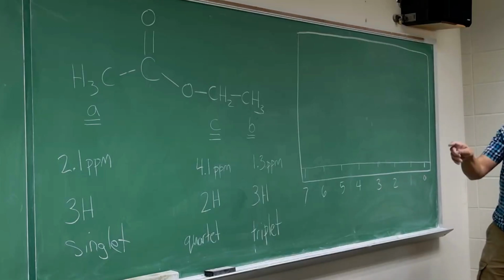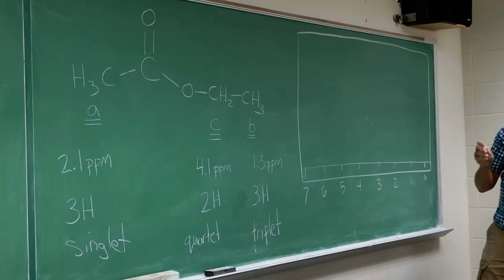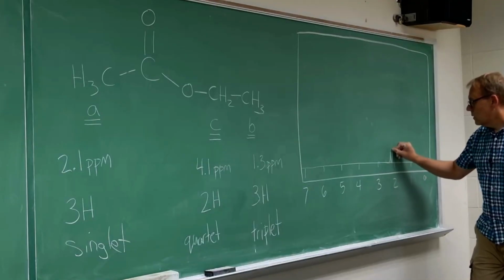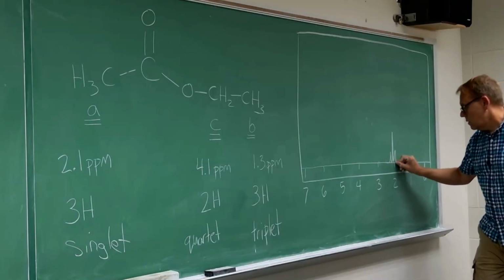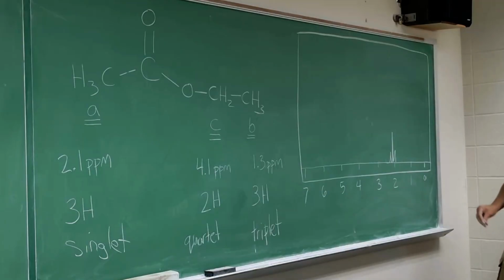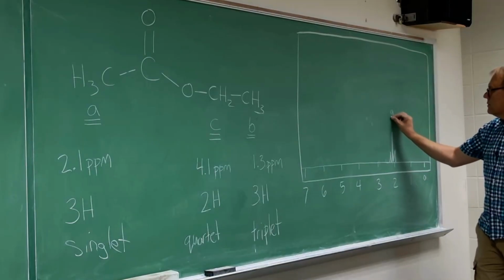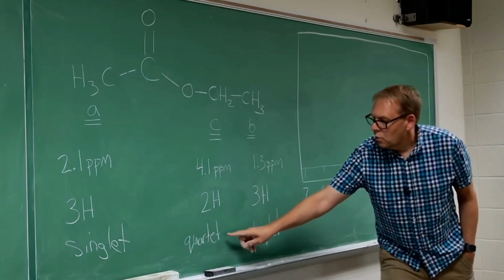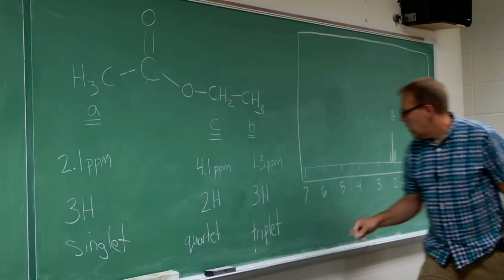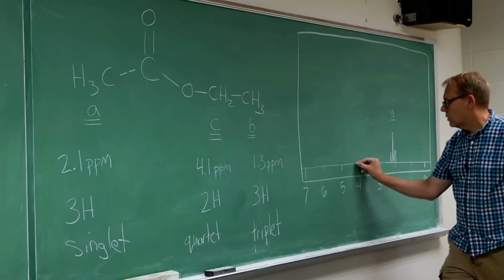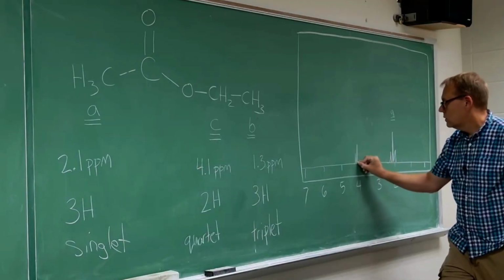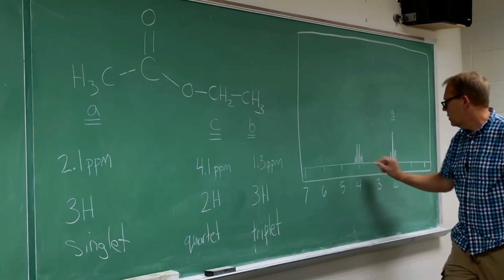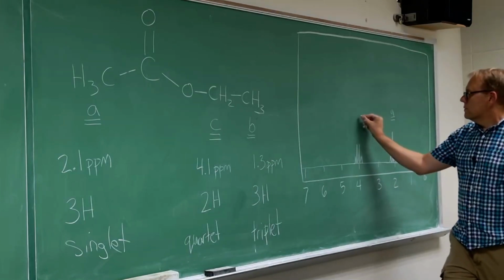So let's look at our A signal. Our A signal is a triplet at about 2.1. So we're going to have a triplet. This is due to the A protons. Then we're going to have a quartet at 4.1. So we look at 4.1, there's 4.1. We're going to have a quartet. Should make that a little bit smaller. I'll call that one C.